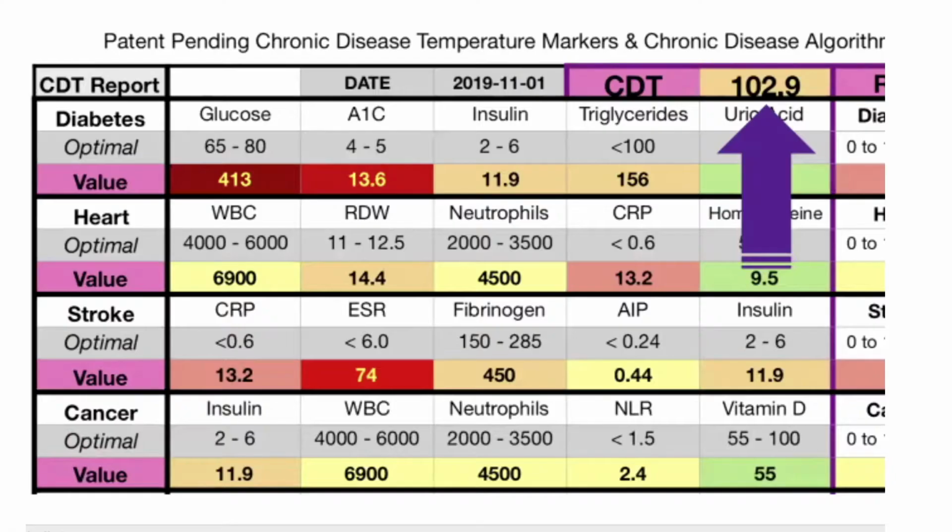So, many of you have seen our report. You get your chronic disease temperature on a scale of 98.6 to 105.6. It's a 7-point scale. And then we show you where you are and your risk for various disease states. We pick the top 5 that are most titrated to, say, diabetes, heart disease, stroke, cancer, whatever.